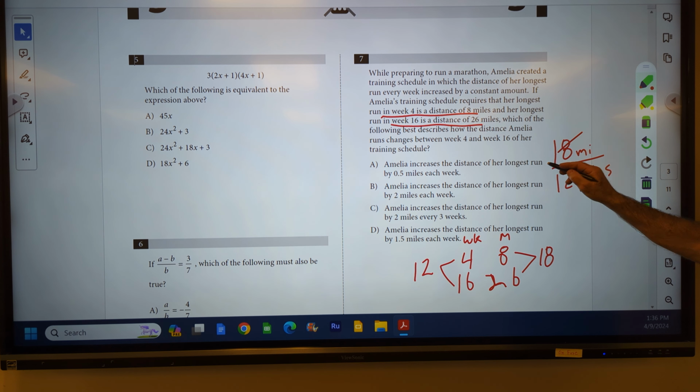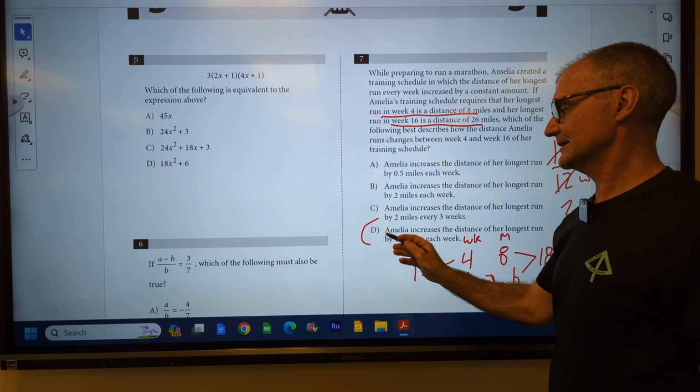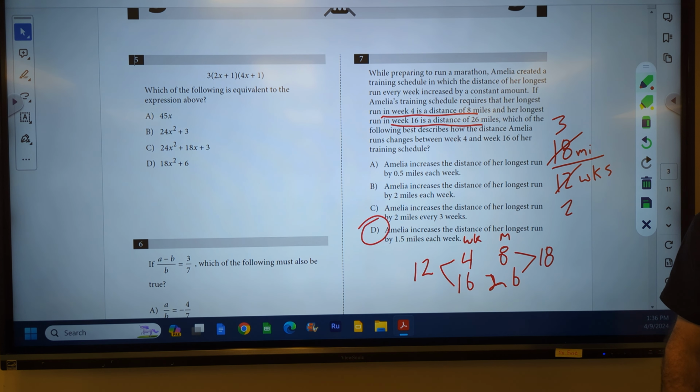6 will go into here 3 times. 6 will go into here twice. 3 over 2 is 1.5 miles per week. 1.5 miles per week. Answer D is the correct answer right there.